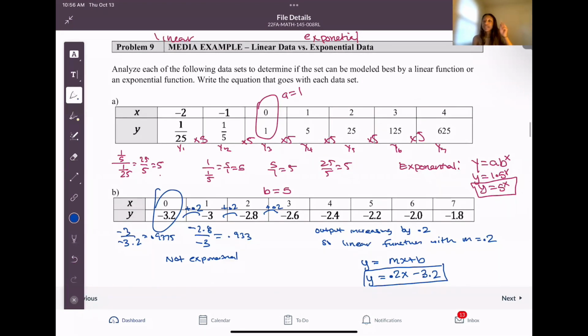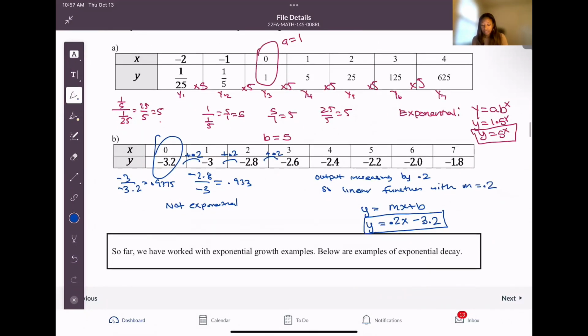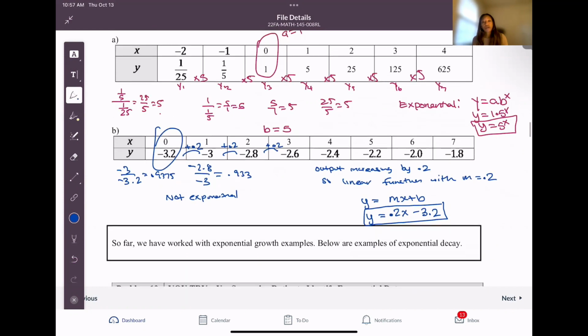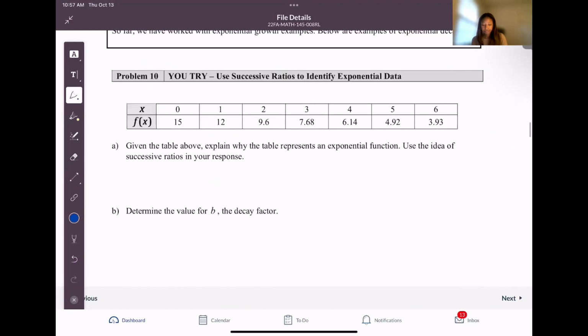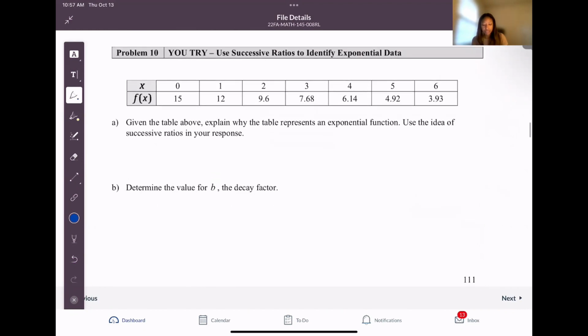All right, now we know how to identify an exponential function from a table. So far, all of the problems that we've worked with have been growth problems where our base is bigger than 1. But we can also have a base between 0 and 1, like a base of 0.5 or 3/4. Those would give us exponential decays. Which brings us to problem 10.